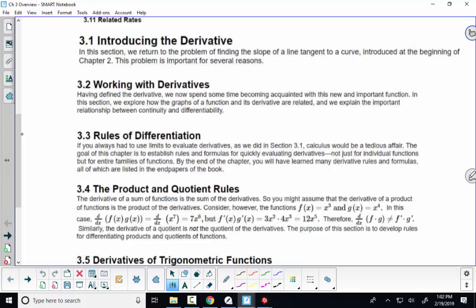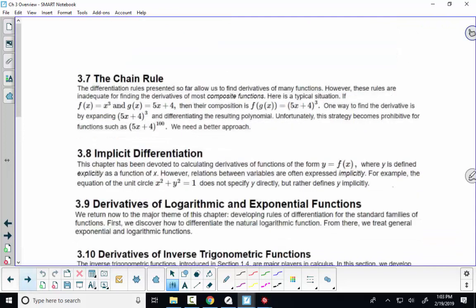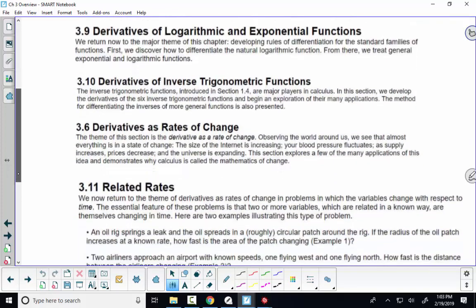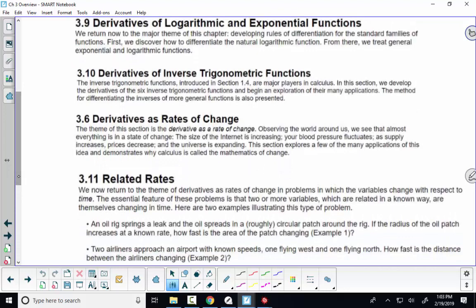Like if we learn how to take the derivative of a product and quotient in 3.4, then in 3.5, when we start looking at derivatives of trig functions, you automatically start seeing derivatives of trig functions that are products and quotients. So they're not exclusive, they just compound on one another as we go through. 3.7, another derivative rule for composition. 3.8, implicit differentiation, which is a derivative technique when we can't explicitly solve for y or f of x. Then we look at derivatives of logarithmic and exponential functions. 3.10 is the derivative of inverse trig functions.